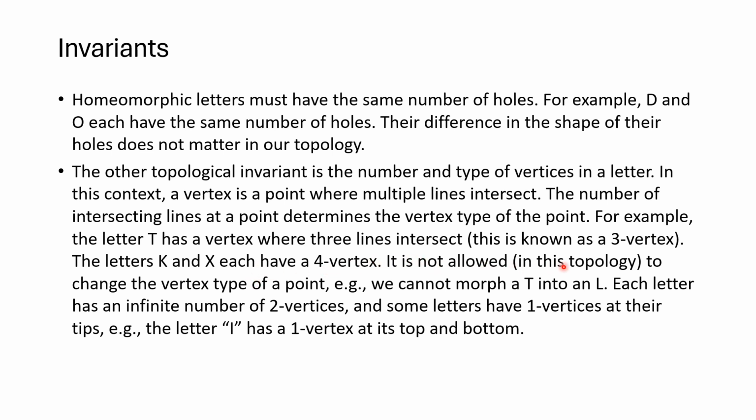It is not allowed in this particular topology that we're defining to change the vertex type of a point, so we can't morph a T into an L. We can't shrink this little bit here and then rotate it and flip it to get an L. That's not allowed. Each letter has an infinite number of 2 vertices, so you can just pick any point in T or K, and there's always two lines going in that way, and that's not very interesting. So we're not going to talk about the 2 vertices.